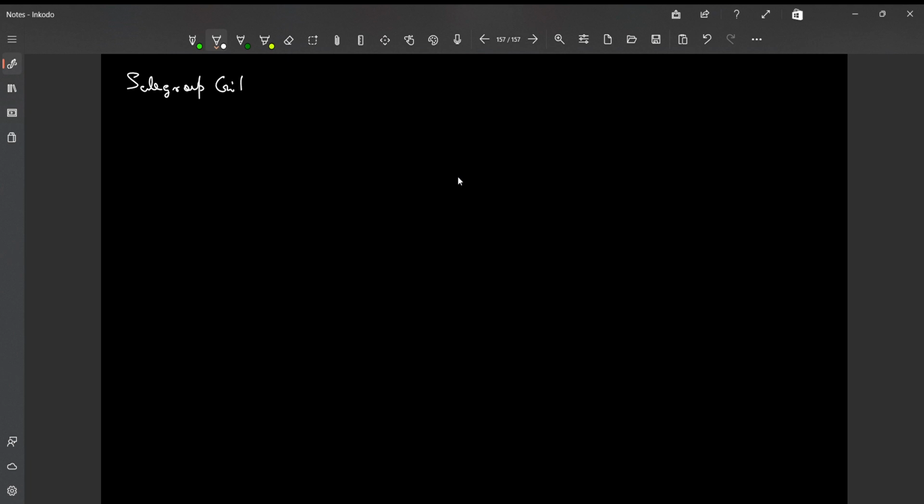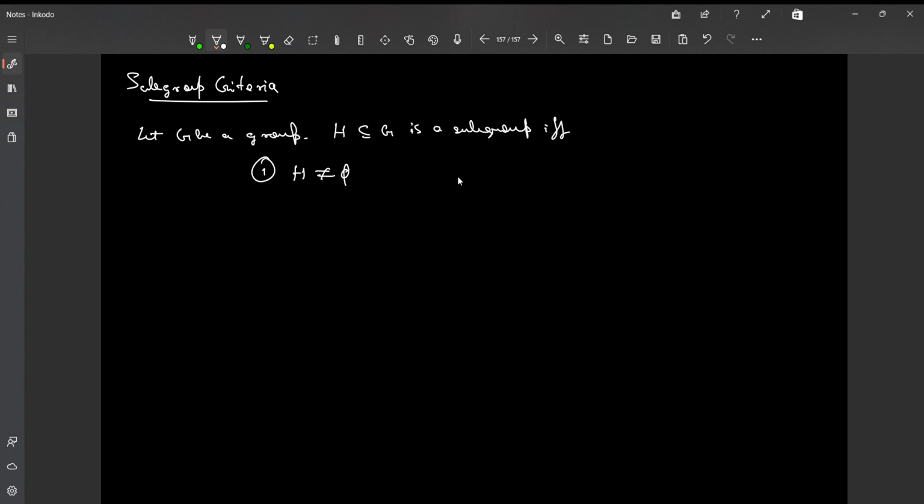Okay. So what is the subgroup criteria? Let G be a group. Then H contained in G is a subgroup if and only if the following two conditions hold. The first one is quite obvious, that H is non-empty, and number two is that for all elements x and y in H, x y inverse is in H. So if only these two criteria hold, then we can say that H is a subgroup of G, because these two criteria are sufficient to check every group axiom for H.